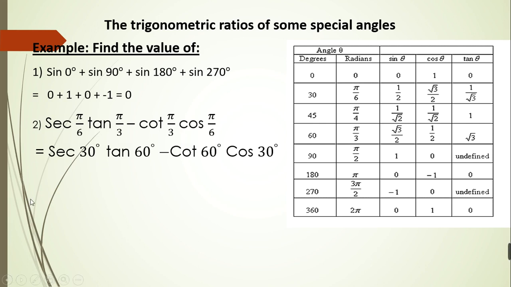1 over cosine 30, you can use the calculator to find sec 30 by pressing 1 over cosine 30, which equals 2 root 3 over 3, times tan 60 which equals root 3, minus cotan. How to solve cotan by using the calculator? We put 1 over tan 60, which equals root 3 over 3, times cosine 30 which equals root 3 over 2. Just simplify. The answer will be 2 minus half, which equals 1 and half.